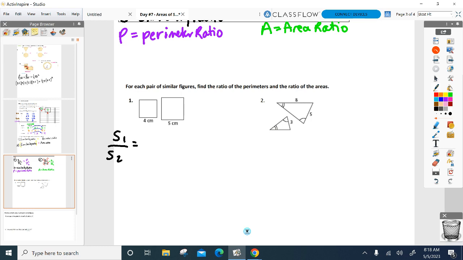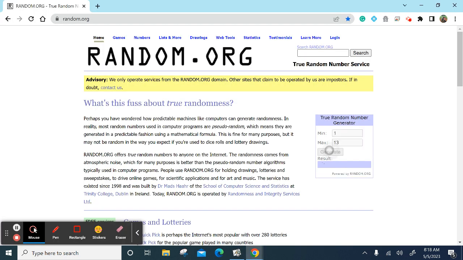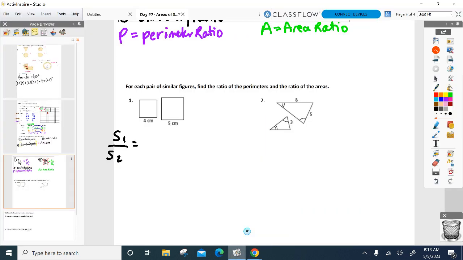Just give me 2 corresponding sides. That's all I need here. What's the side ratio? Side ratio, Spence? 4 over 5. Good job. 4 over 5. Could he have picked 5 over 4? Yeah, you should have. Order doesn't matter here. But now it will. All right, so what's the ratio of the perimeters then?